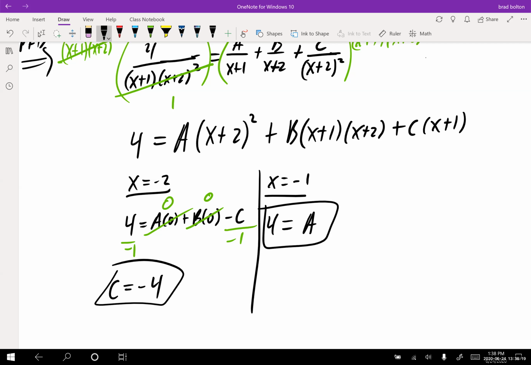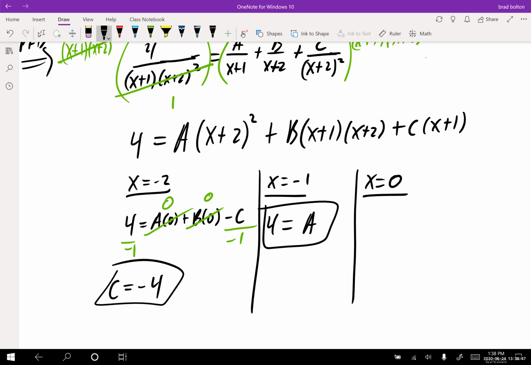That's nice and clean. Okay, now we have to find b somehow, but we've already used our two best x's. The two best x's we could use were -1 and -2 because they wiped everything out. But they almost did too good of a job because they didn't leave anything left to find for b. So now you can pick any x you want. What's the easiest x you think to work with? I'm going to say the easiest x for me to work with is x equals 0.